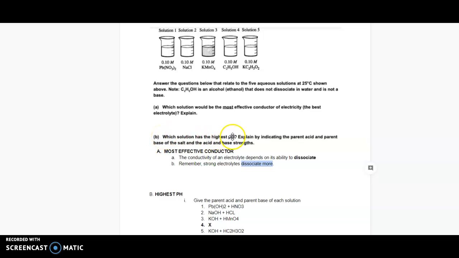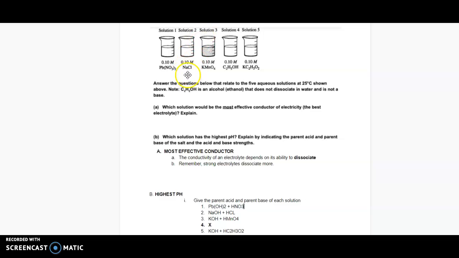Which solution has the highest pH? Explain by indicating the parent acid and parent base of the salt and the acid and base strengths. So I bolded it here. We're looking for the highest pH. The highest pH on the pH scale is 14, and 14 indicates that it's very basic. So we're looking for the most basic solution. The most basic solution will have a strong base and a weak acid.